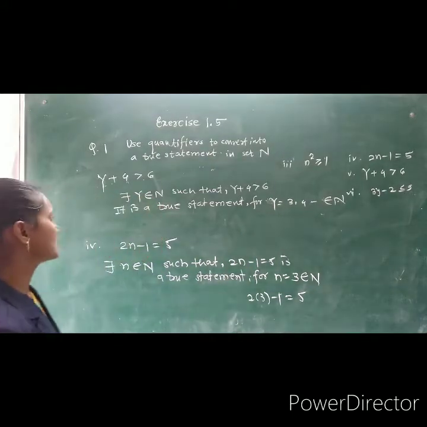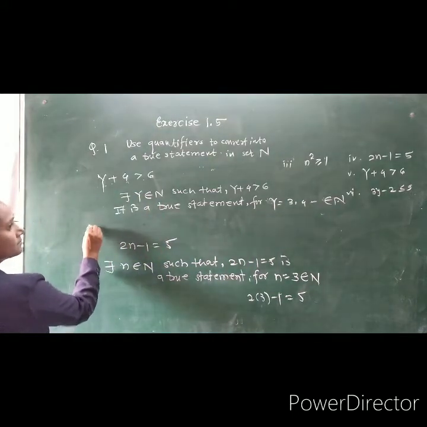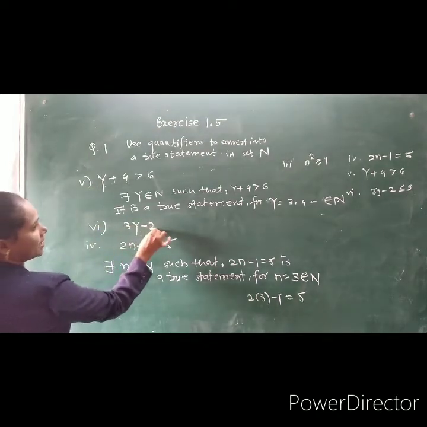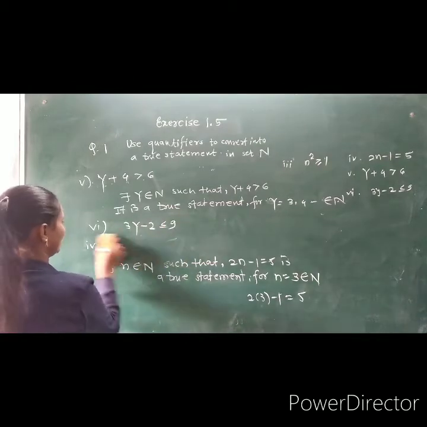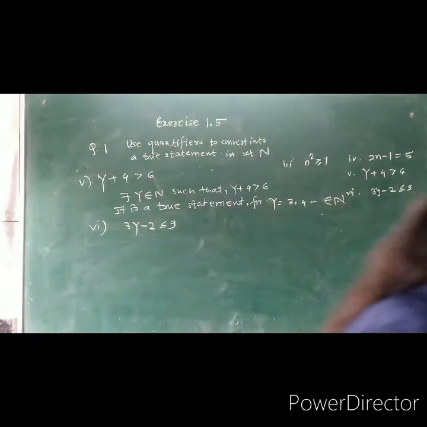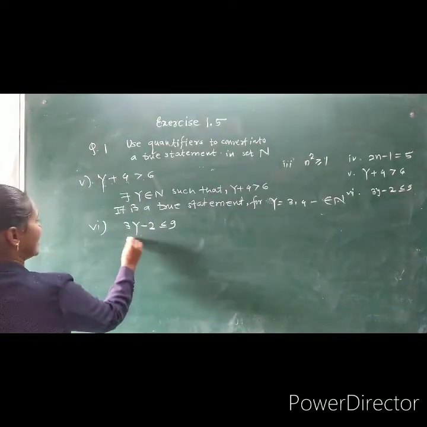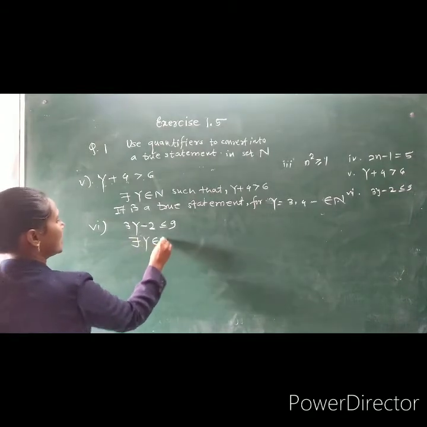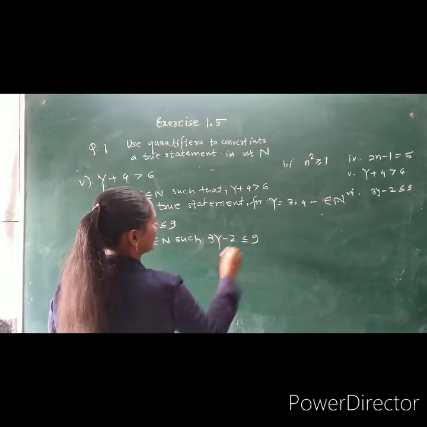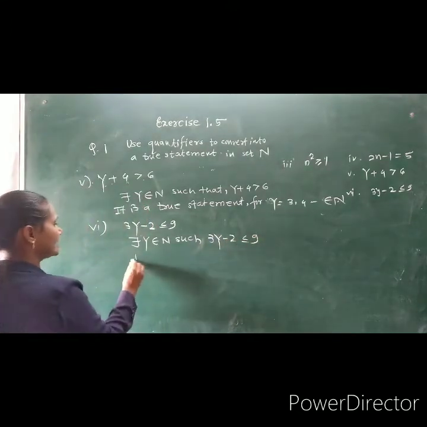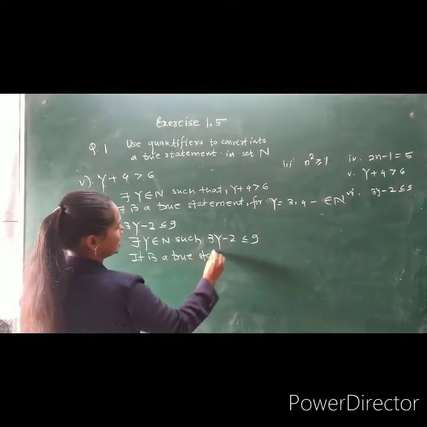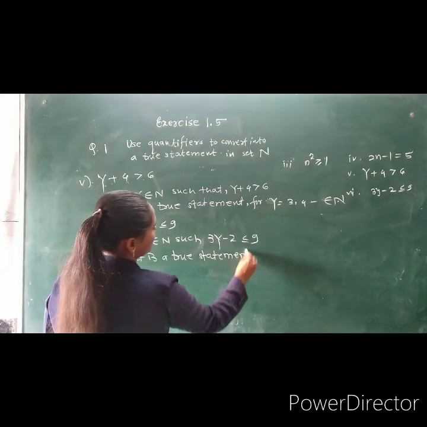Next, 3y - 2 ≤ 9. There exists y belonging to N such that 3y - 2 ≤ 9. It is a true statement.